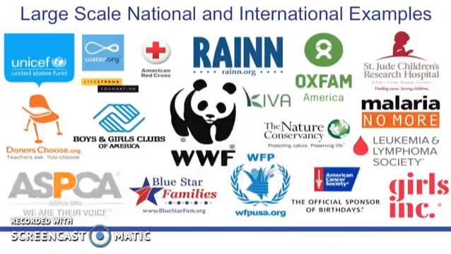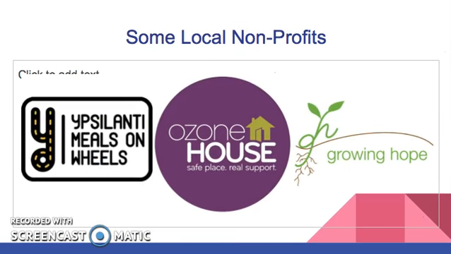And then you go into some local nonprofits. So as you can see, local nonprofits are a little bit different. Some nonprofits, such as Ypsilanti Meals on Wheels, are part of a larger national organization of Meals on Wheels. However, this is just a local chapter that helps provide services to the community. Right next to it, you have the Ozone House, which provides housing and services for homeless youth, especially those a part of the LGBT community, which has a high homeless rate.